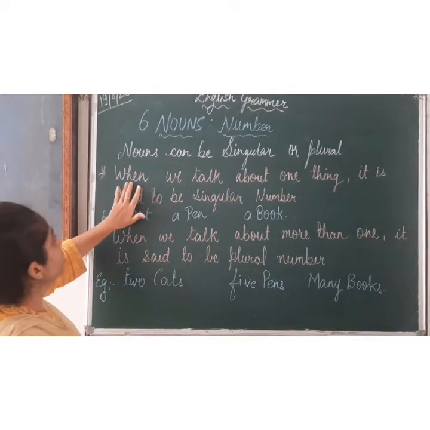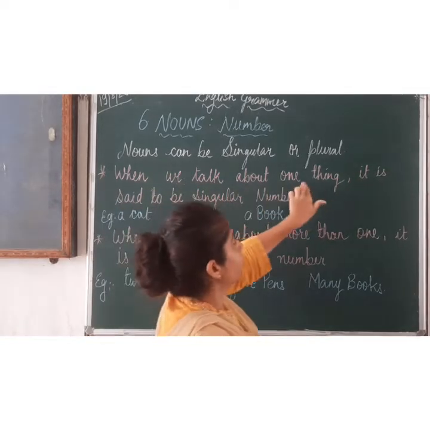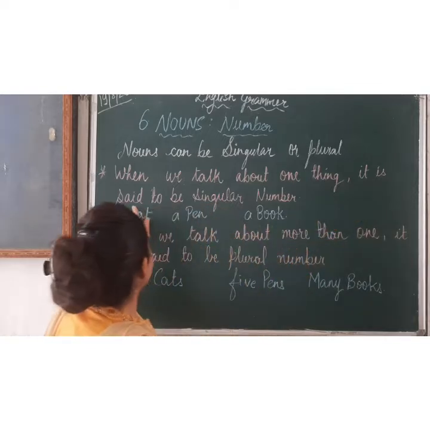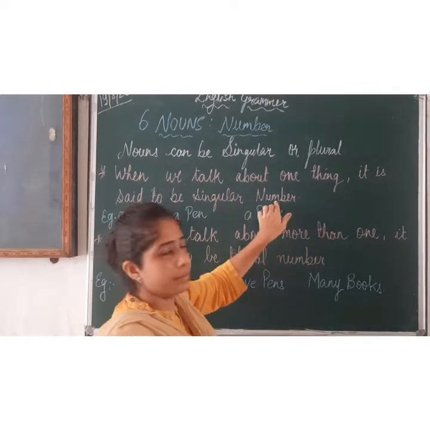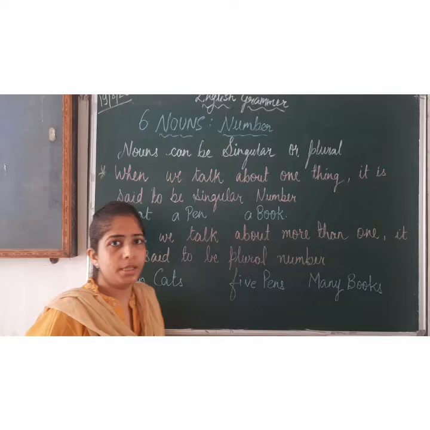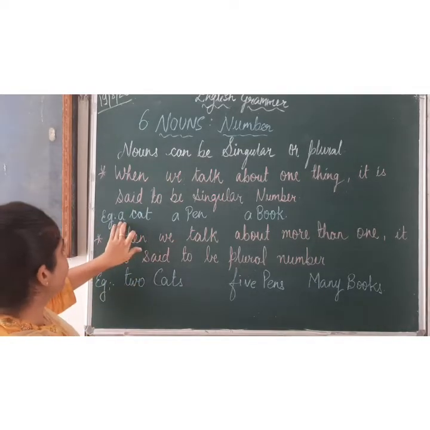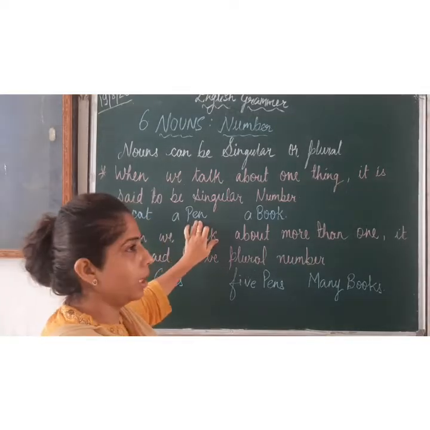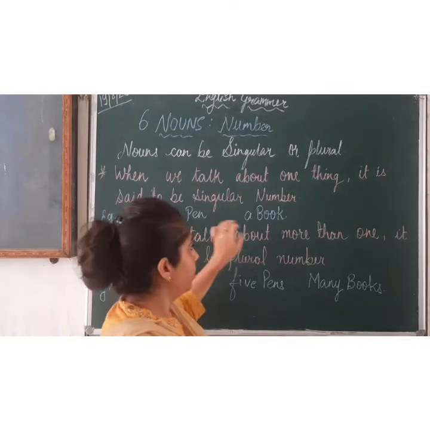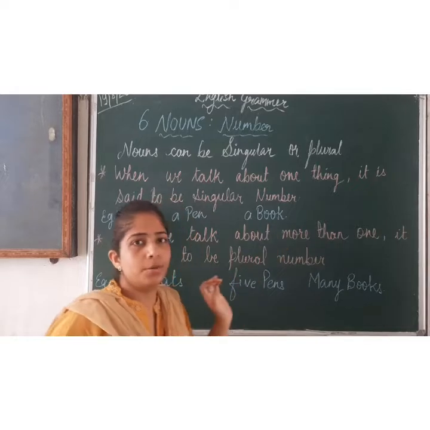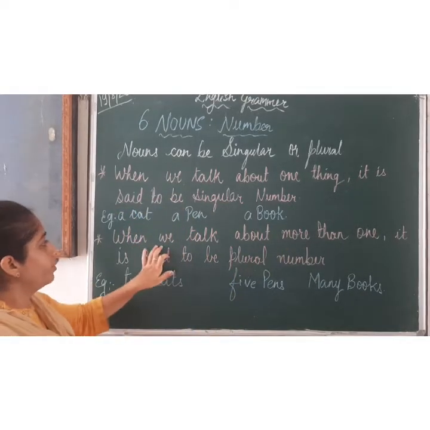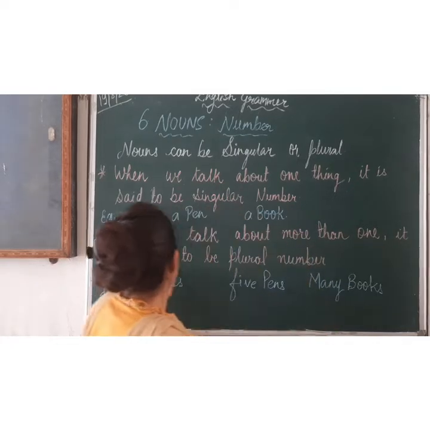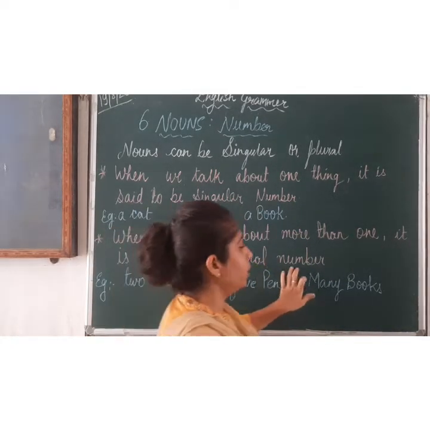See the definition. When we talk about one thing, किसी एक चीज के बारे में हम बात करते हैं, it is said to be singular number. A cat means one cat. A pen means one pen. A book.